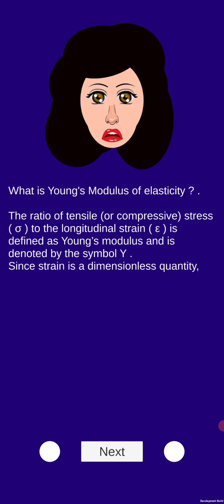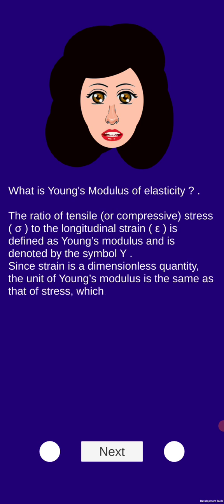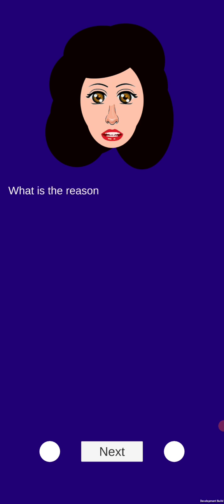Since strain is a dimensionless quantity, the unit of Young's modulus is the same as that of stress, which is Newton per meter square or Pascal. What is the reason to use steel in structures rather than pure metals?